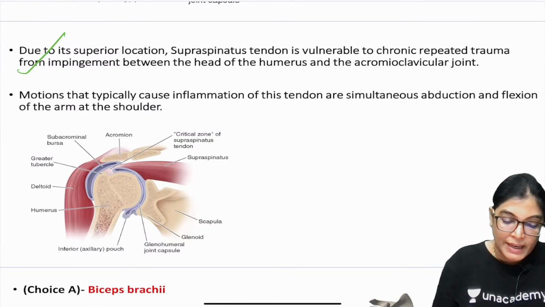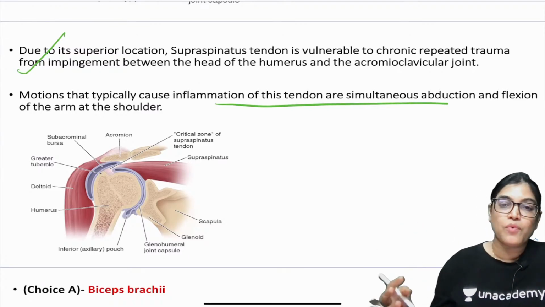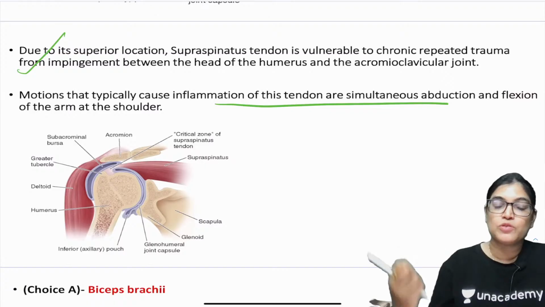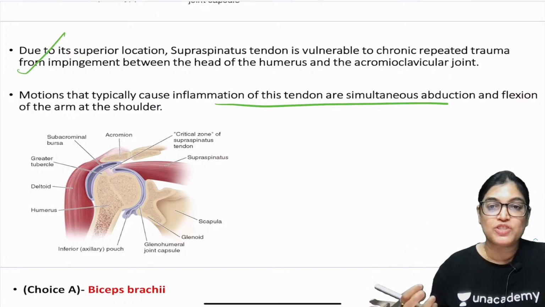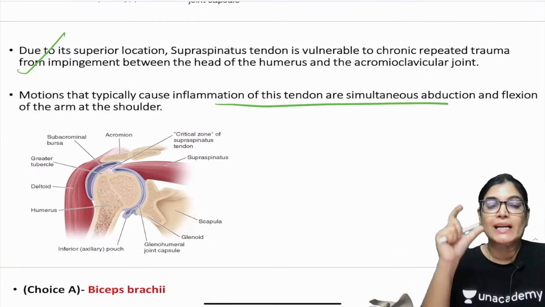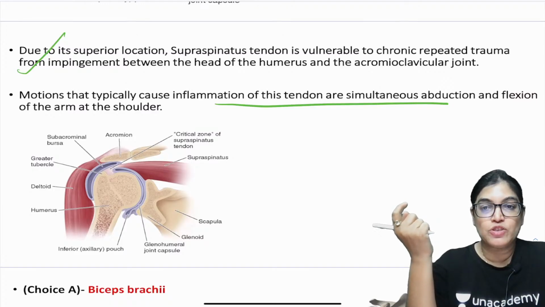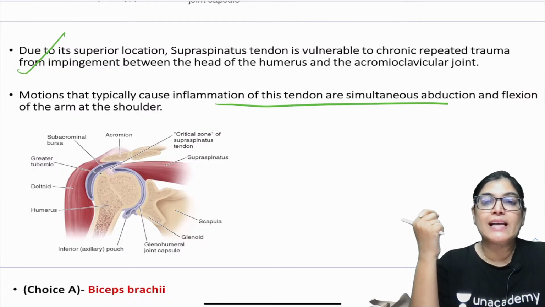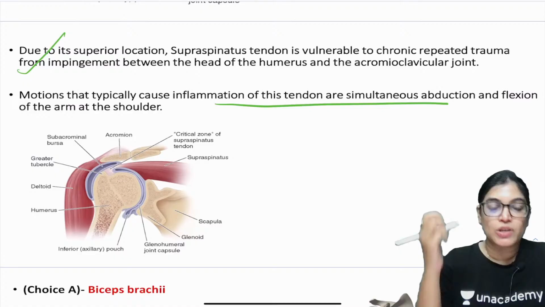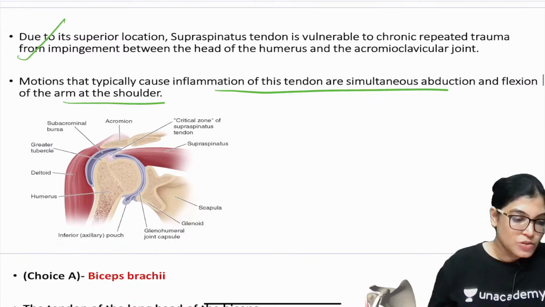Whenever we go for any kind of motion, like when abduction movement is initiated, there will be more pain, aggravated pain, and generally the middle range of abduction will give more pain to the patient. So if we do abduction or flexion in the patient, the pain is aggravated. So this is the reason for the correct answer.